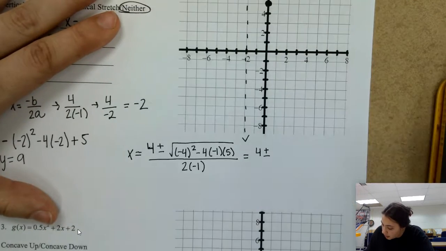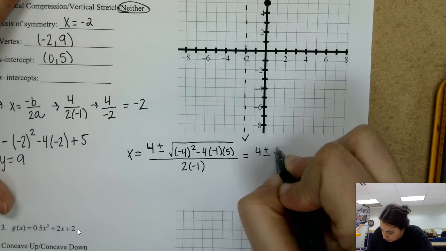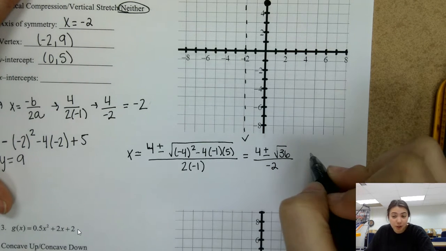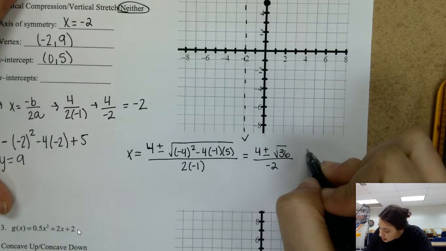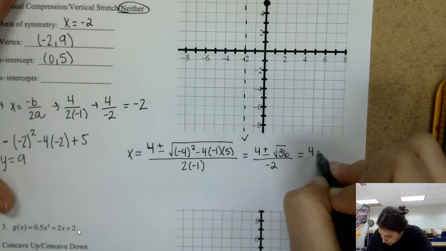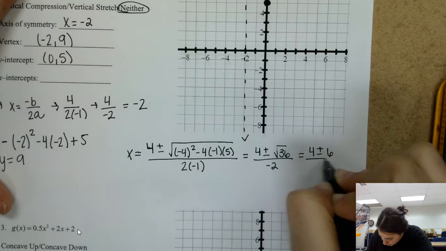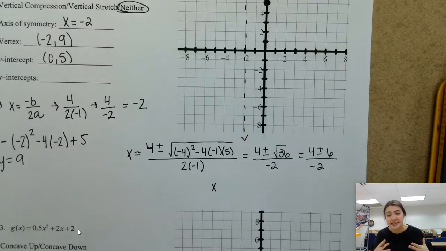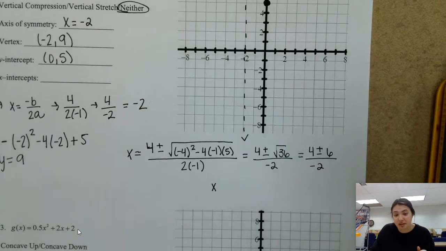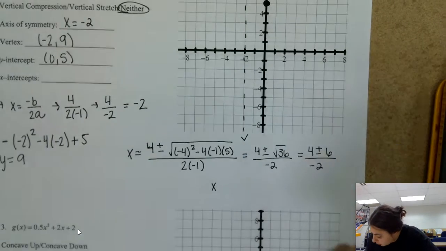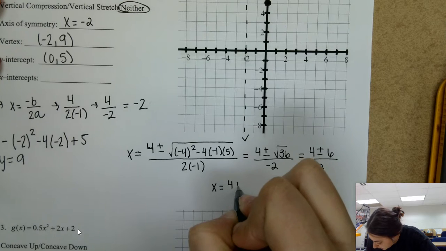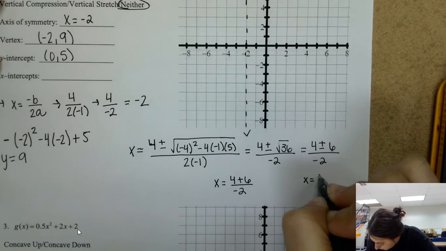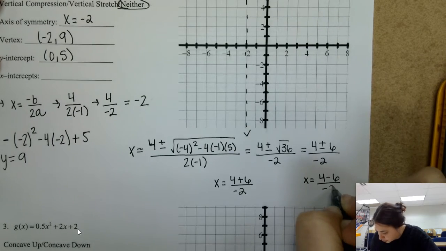So 4 plus or minus the square root of 36 all over -2, which we know the square root of 36 is 6. So this turns into 4 plus or minus 6 over -2. So x is either equal to the positive of that or x is equal to the negative of that in terms of that plus or minus. So x is equal to 4 plus 6 divided by -2. And x is also equal to 4 minus 6 divided by -2.